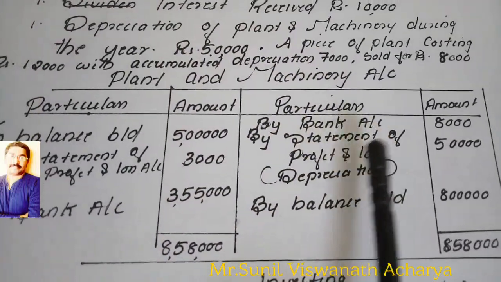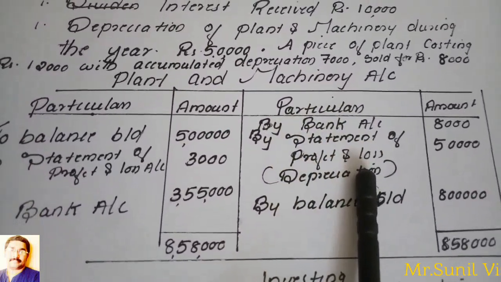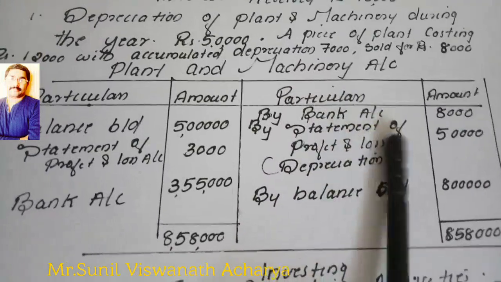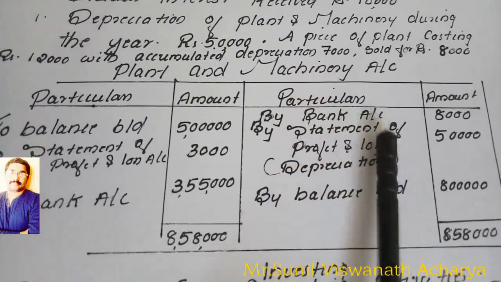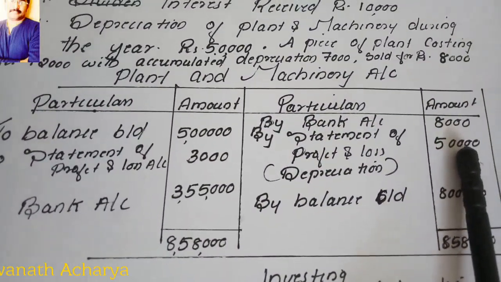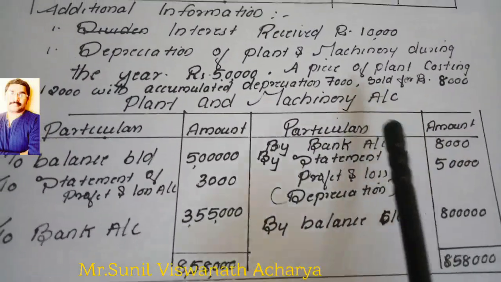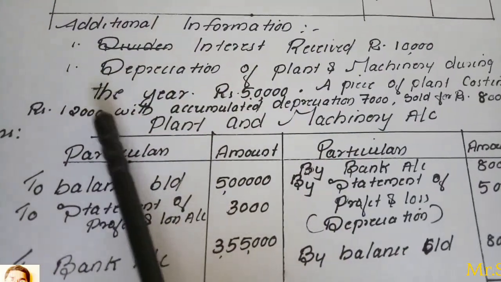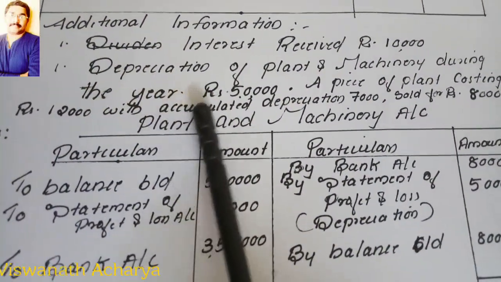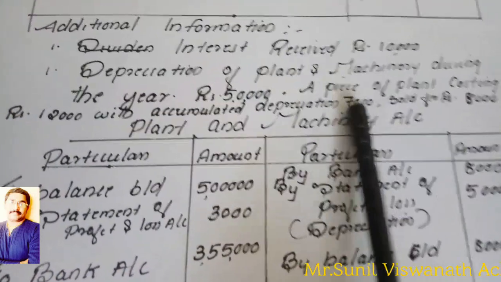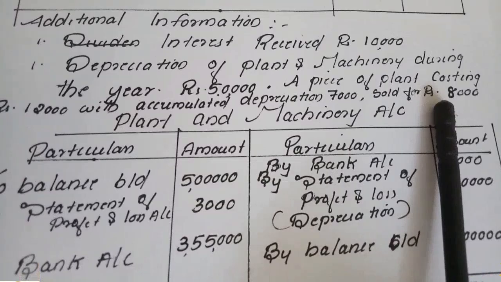So we will write here statement of profit and loss, that is depreciation. If you want, you can write depreciation here. Normally depreciation is transferred to the profit and loss account, that's why you can write statement of profit and loss. How much is the depreciation this year? 50,000. Now one more thing is given: a piece of plant costing rupees 12,000, so the cost price was 12,000, with accumulated depreciation of 7,000, that is depreciation up to the date of sale. We sold it for rupees 8,000.